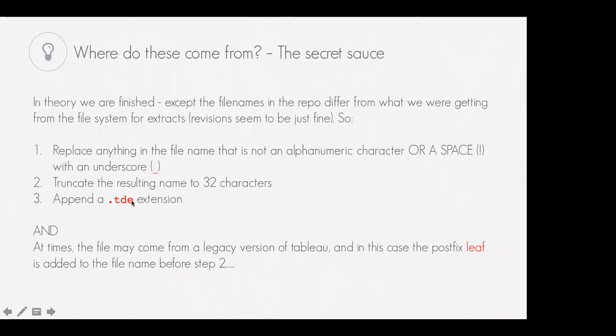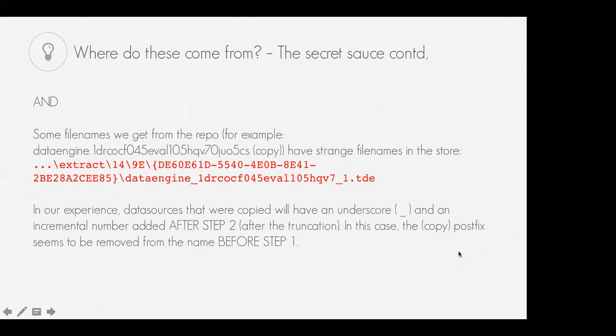You need to append the TD, you have to truncate the file names to 32 characters, you have to replace anything. For different legacy versions, you might need to postfix the file names with leaf. And also, if there is a copy in the file name, you need to replace it with _1 or _2 as far as you find the files.